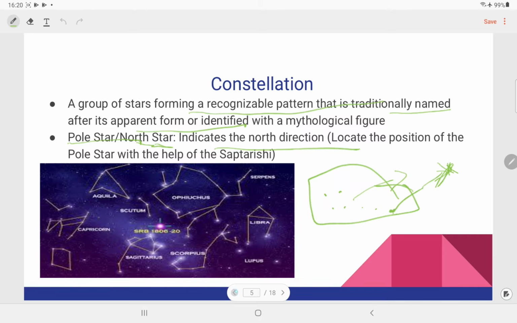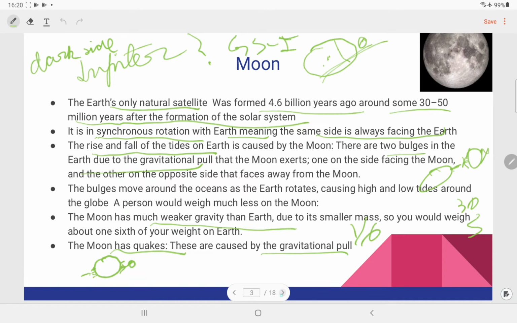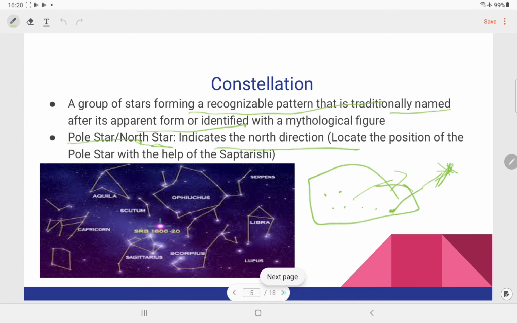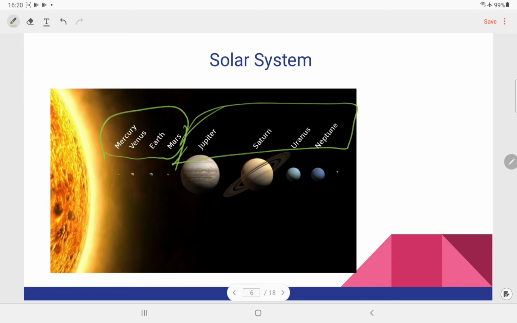A quick recap of what we have learned here. First we learned about stars, then the Moon, then facts about the Moon and constellations, and after that we are moving to our solar system. This is our solar system: Mercury, Venus, Earth, Mars, Jupiter, Saturn, Uranus and Neptune. So you must be wondering where Pluto is. We will be discussing that too.